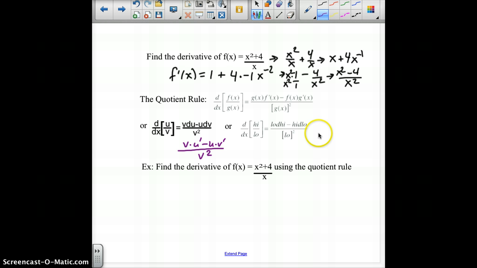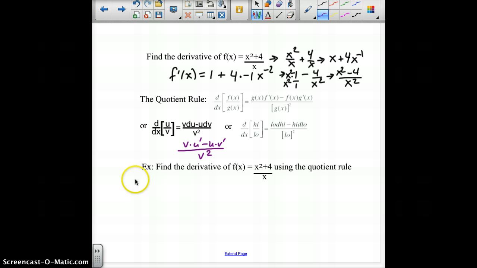Remember the quotient rule. Find a way to memorize it. Say it a lot, sing a song about it. This low d high minus high d low, there's a great song that goes along with The Sound of Music. If you want to hear about that, let me know. But just find a way to memorize the quotient rule and the product rule.